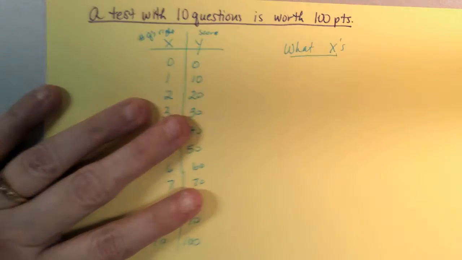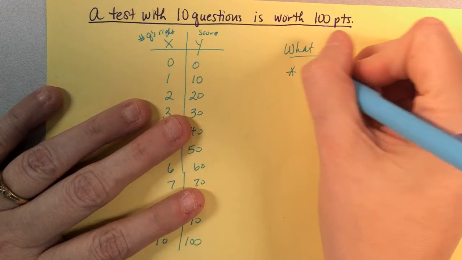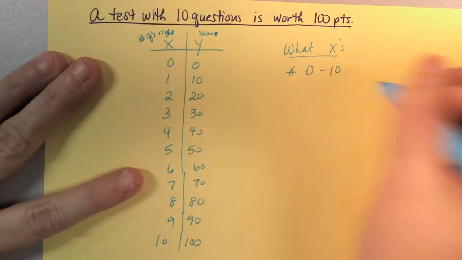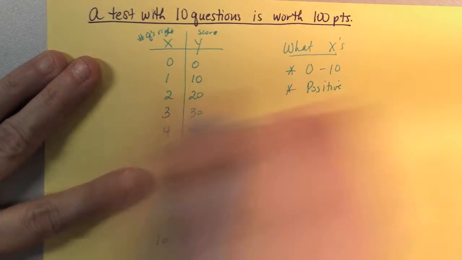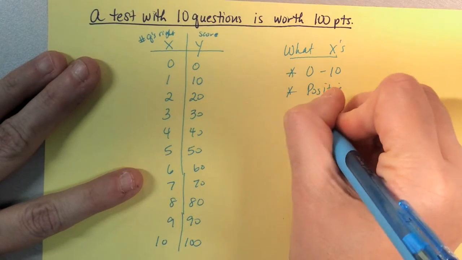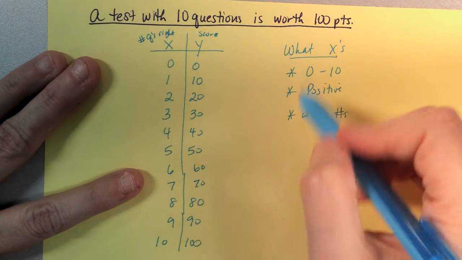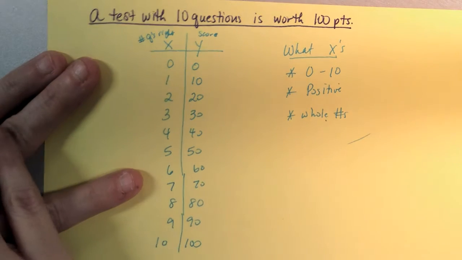Okay, so what do my X's have to look like? I can go, well, 1 through 10? I could technically go from 0 to 10, right? They have to be positive. What kind of numbers? Whole numbers. Okay, so the X values I have, which are my numbers of questions right, I can have positive whole numbers and they have to be from 0 to 10.